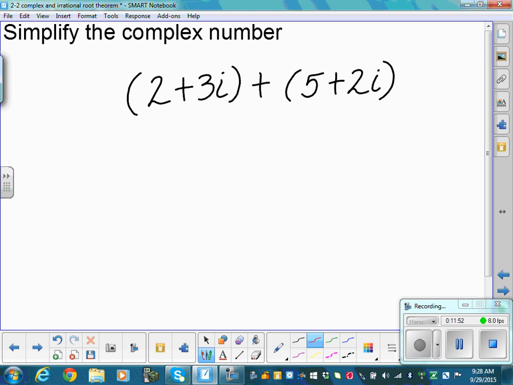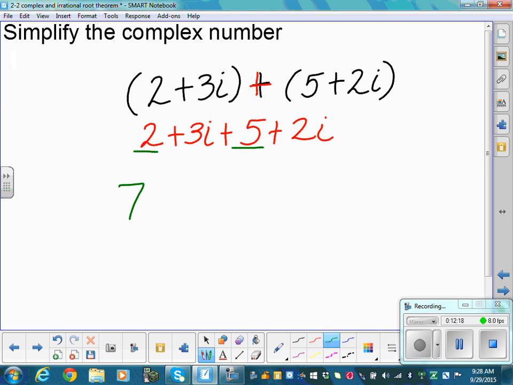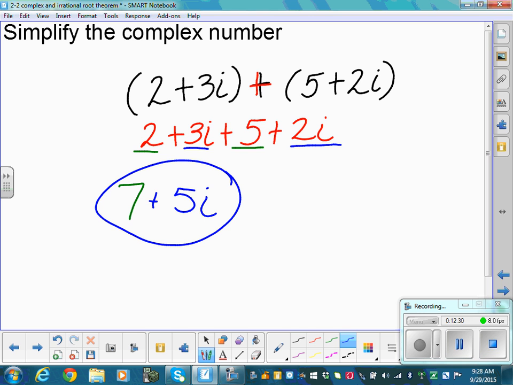So what you're going to do, guys, is because it's plus, we don't have to worry about distributing our negative through, so we can just rewrite this: 2 plus 3i plus 5 plus 2i. The parentheses are just there to say those were connected, but now when we're adding complex numbers, we can add the real parts and add the imaginary parts. So adding up the real parts, we'll do 2 plus 5, which is 7. And then we'll do 3i plus 2i, which is 5i. 7 plus 5i. Is that in the form of a plus bi? Yes, so we're done.